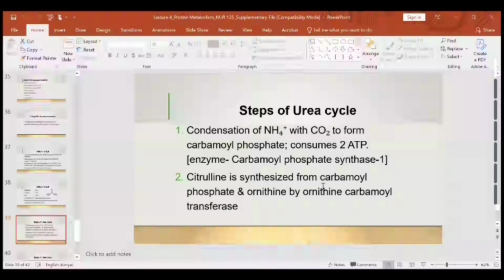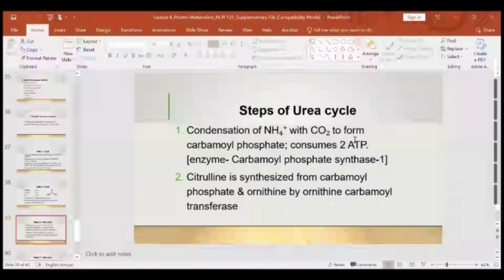So what are the steps? In the first step, remember, glutamine goes to the liver. You saw that when ammonia has been generated, it's converted into glutamine, so you should have that at the back of your mind. Once glutamine has gotten to the liver, ammonia is released from glutamine in the liver. Once it's released, it's ionized to become ammonium.